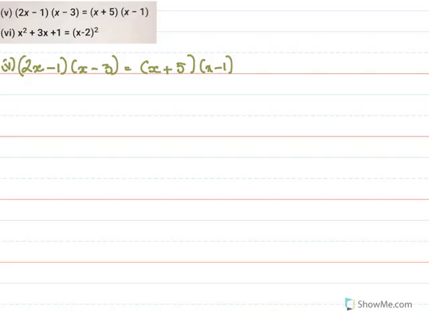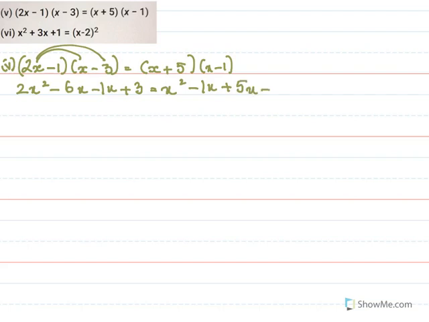For the fifth one, let's open the brackets. In the first we get 2x into x, 2x square. Now 2x into this, minus 6x. Now it's minus 1 into x, minus 1x, minus 1 into minus 3, plus 3. Here we open the bracket again: x square minus 1x plus 5x minus 5.